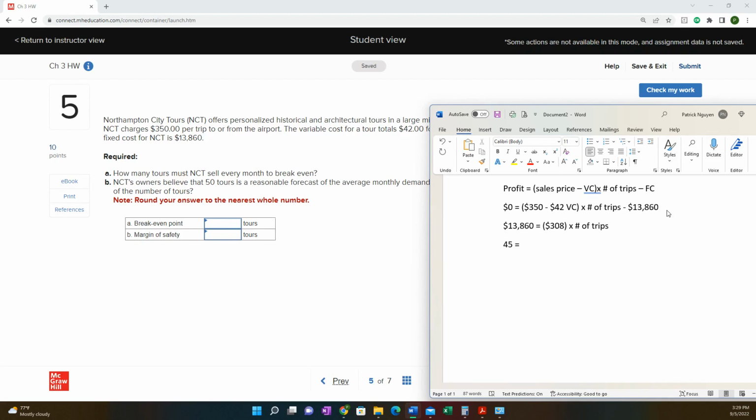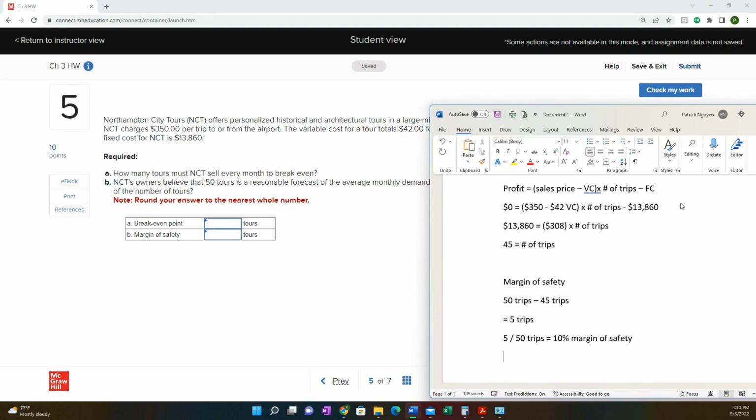Part B says that 50 tours is a reasonable forecast of the average monthly demand. So what is our margin of safety? Well, we do 50 trips minus 45 trips. That equals 5 trips. So 5 out of 50 trips is a 10% margin of safety. So for part B, we're going to put in the number of tours needed, and that's 5 tours.